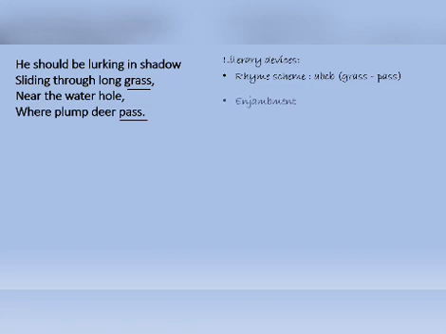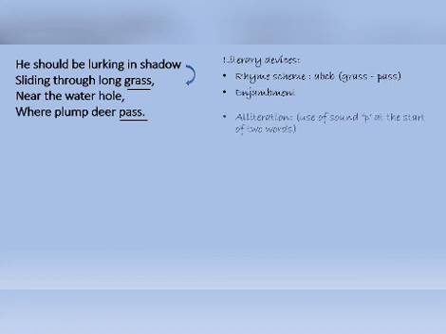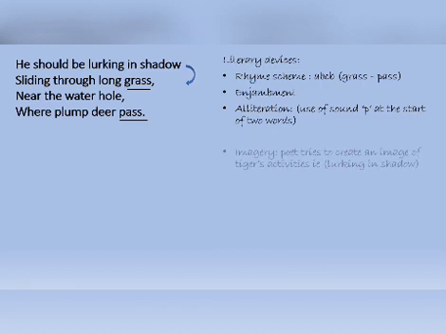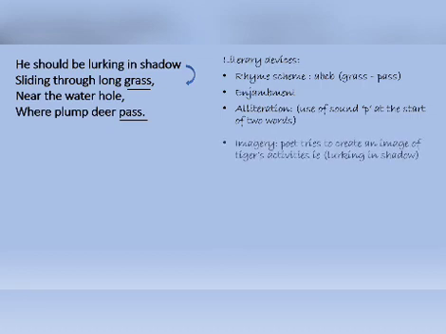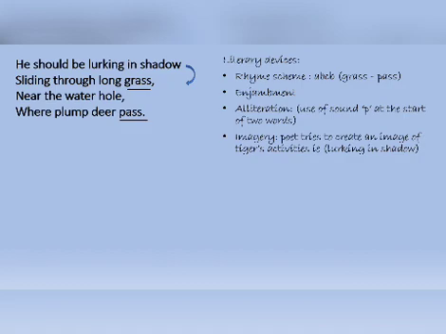Enjambment, the line continues to the next line. You can see the first line. Then we have the alliteration, the use of sound P at the start of the two words, that is plump, pass. And the last one over here, we have imagery. The poet has tried to create an image of the tiger's activities.